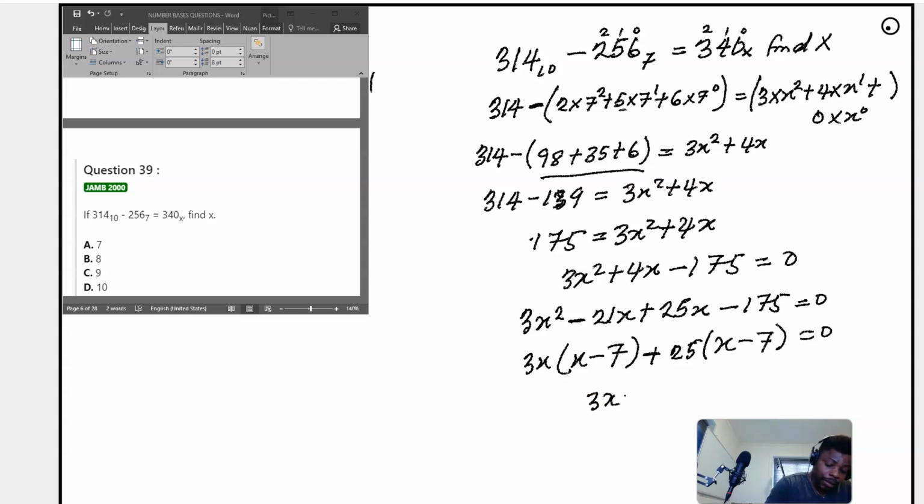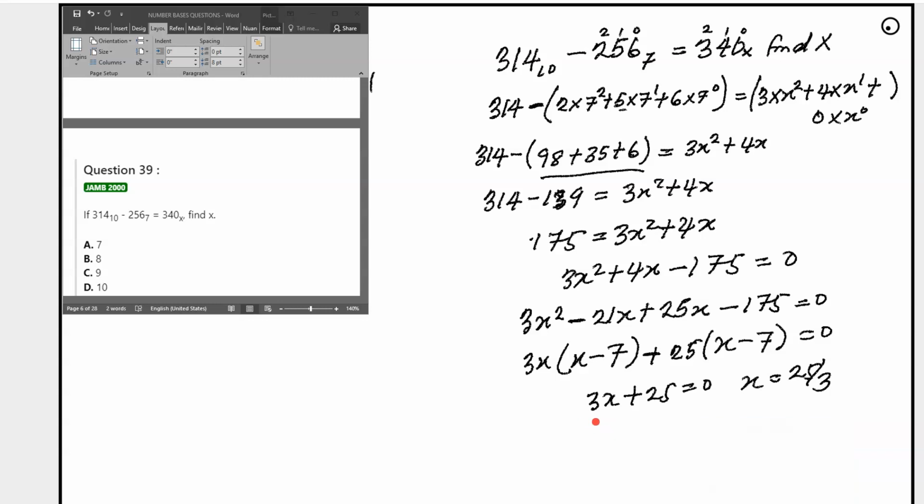So 3x plus 25 is equals to 0. X is 25 over 3. Or x minus 7 is equals to 0, so x is equals to 7. So here, x is equals to 25 over 3 or 7. And we know our base cannot be a fraction. So here, x is equals to 7. That is option A.